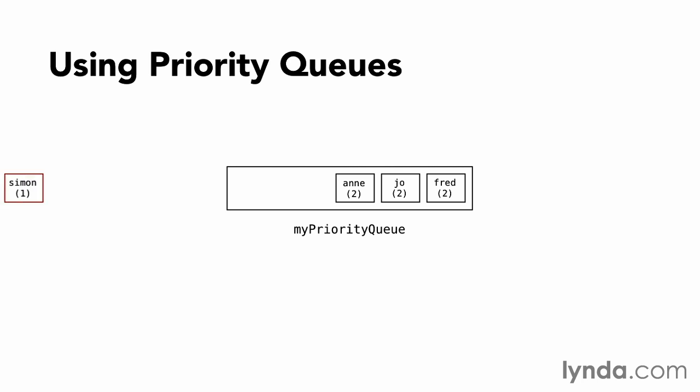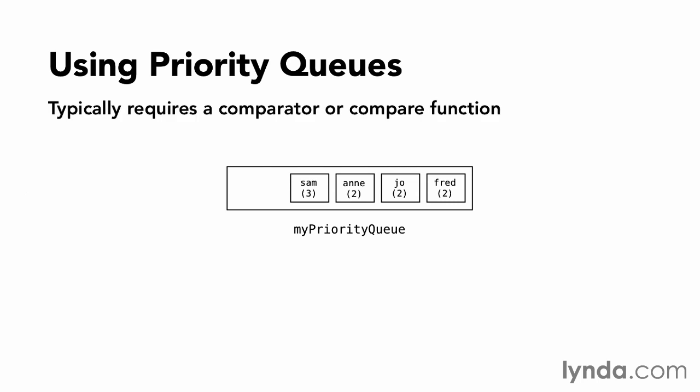But if something comes along with a higher priority, then it will go ahead of them in the queue, and it would be removed from the queue beforehand. Anything with a lower priority just queues up as normal behind them. Now, because it's up to you what priority means, you typically have to implement a comparator or a compare function, as when sorting arrays, so that you provide your own little bit of logic for what can be considered a higher or lower or equal priority object than another.